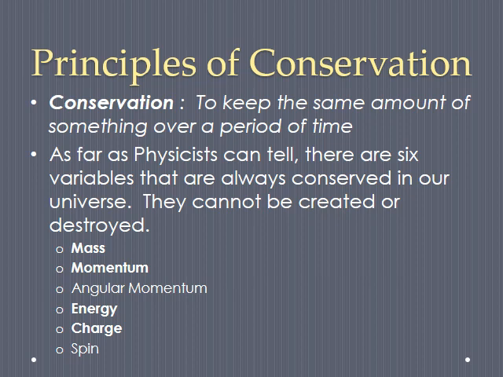So the word conservation means to keep the same amount of something over a period of time. When we refer to the principles of conservation, what we mean is that, as far as physicists can tell, there are 6 variables that are always conserved in our universe. And this means that they cannot be created or destroyed. The 4 of these that we're going to focus on in this class are mass, momentum, energy, and charge.